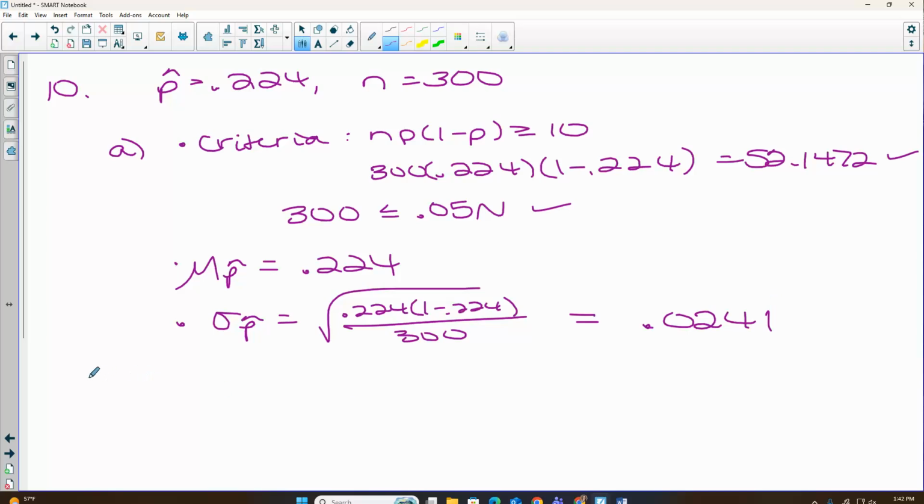So then part B says, what's the probability of obtaining 141 or more? If you're using that, you need p hat. P hat is x over n. So 141 over 300, that's where the 0.705 came in. Okay, I was just telling you what that was.